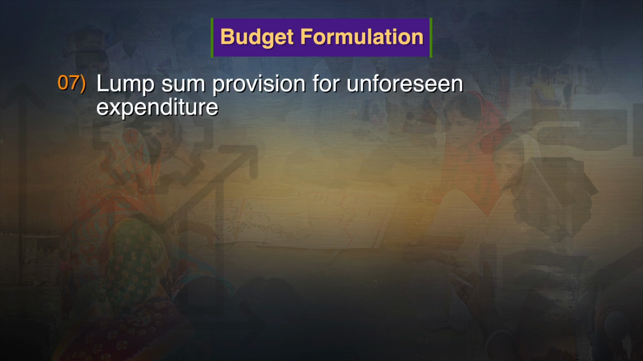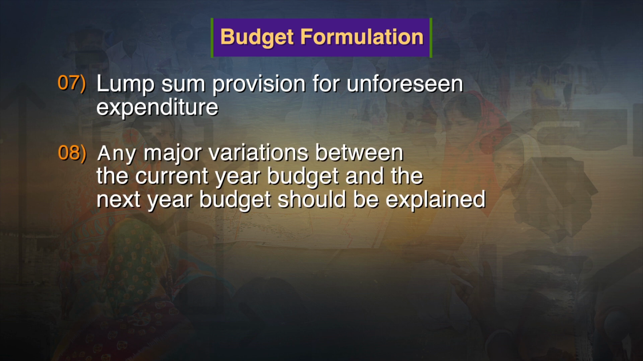Lump sum provision for unforeseen expenditure should not be made. Any major variations between the current year budget and the next year budget should be explained.